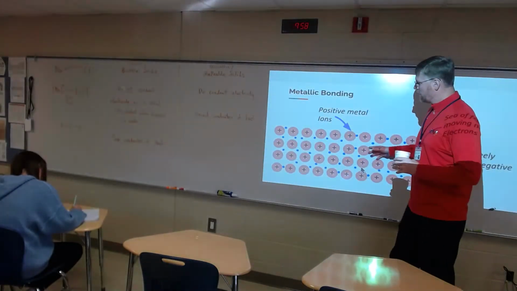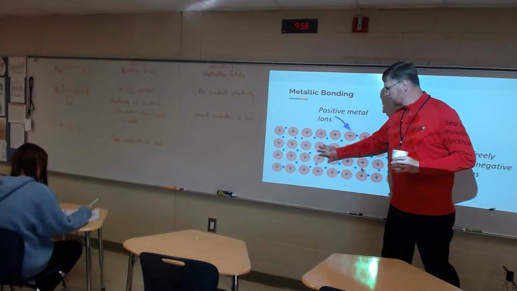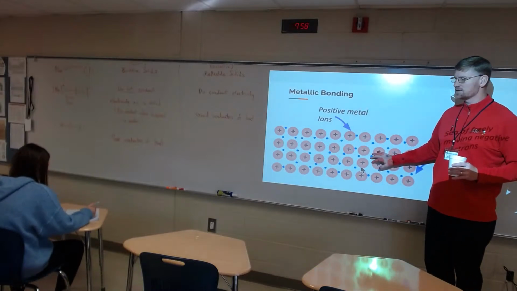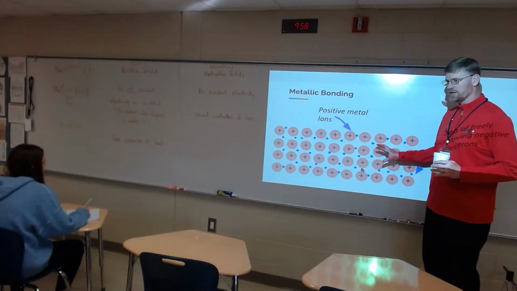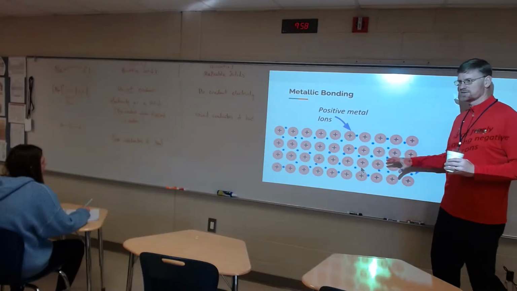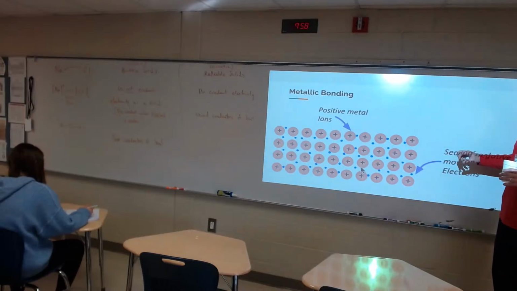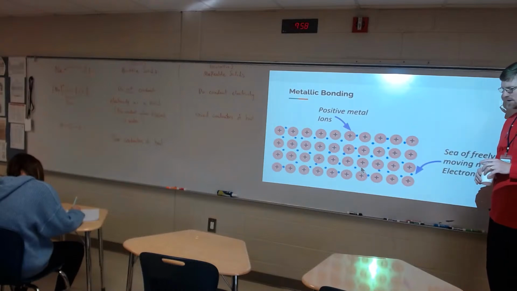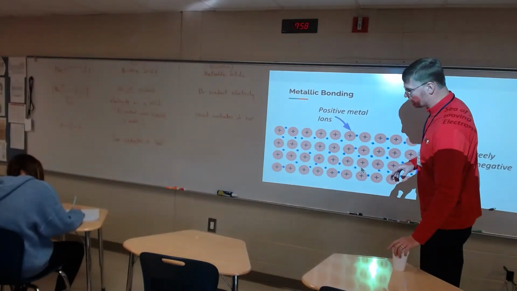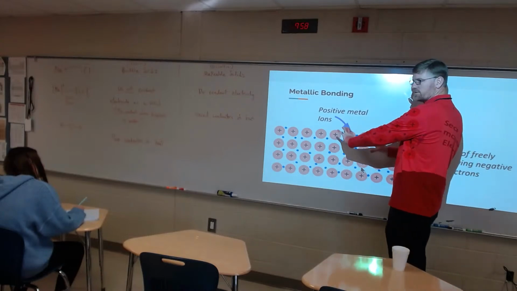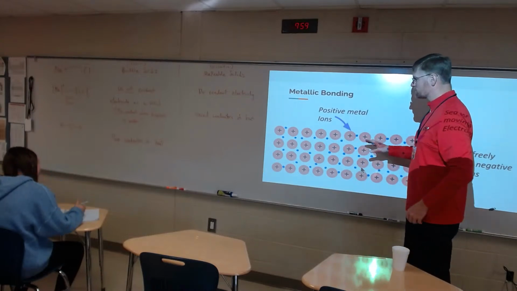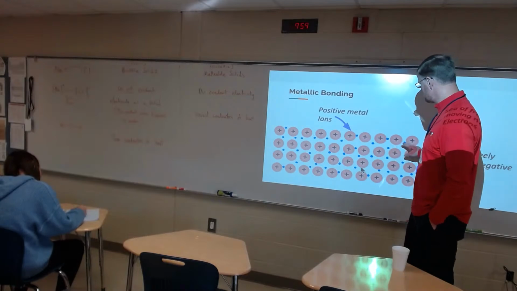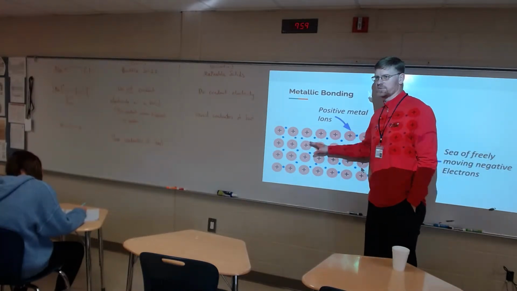Okay? And that makes this lattice here very flexible. It's like these metal cations are floating in a sea of electrons. It's often called the electron sea model. Okay? It's just delocalized electrons. And that allows you to bend the metal. I can take this thing and twist it around. Okay? But it also allows it to conduct electricity because these electrons, these charges are free to move.